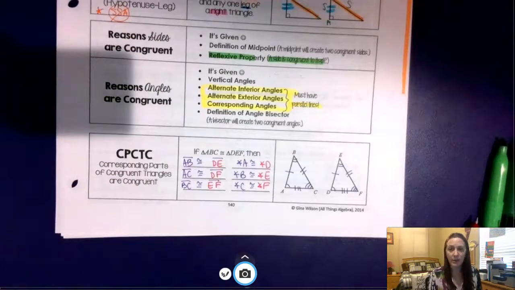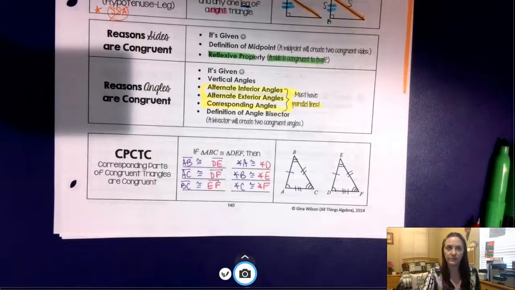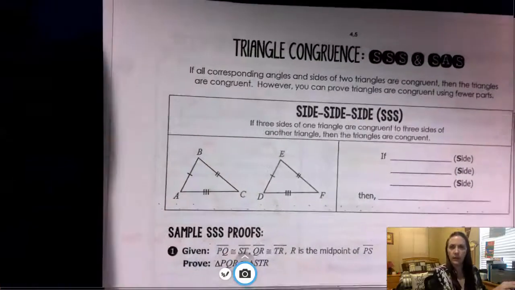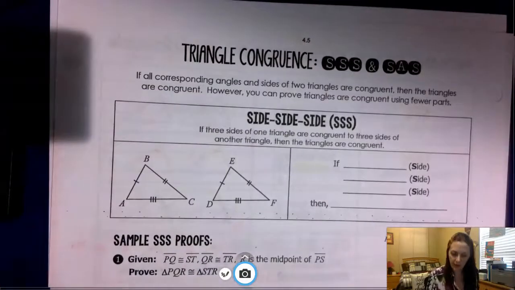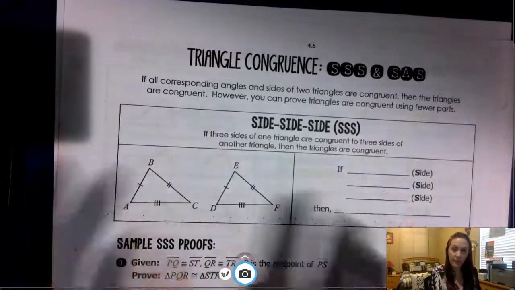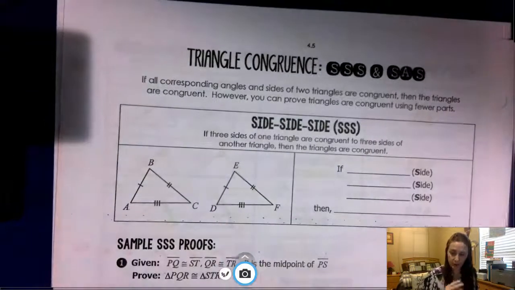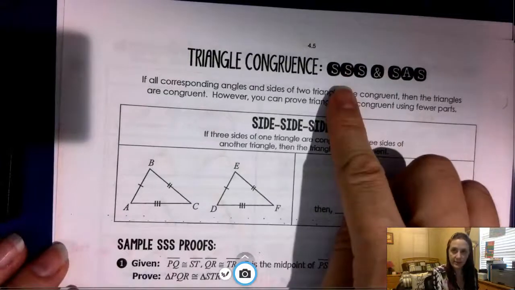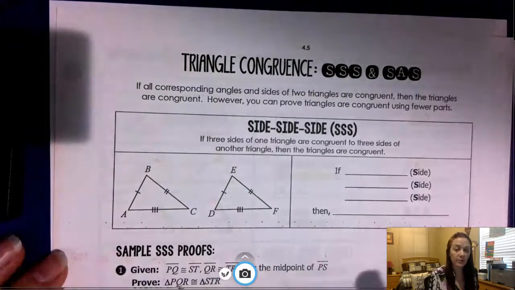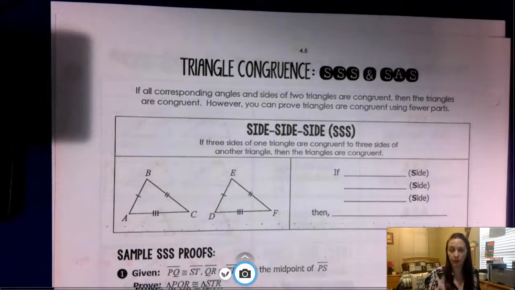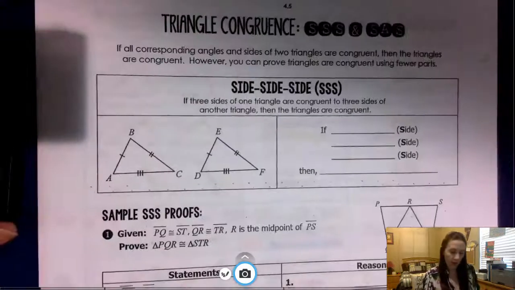Okay, I'm going to pause for a minute and we're going to go use this on the next page. Okay, so we just basically did some of these on the other side. We're going to be doing 2 triangle congruences today, side, side, side, and side angle side. The first page was basically a preview for what we're going to be doing in the next week.